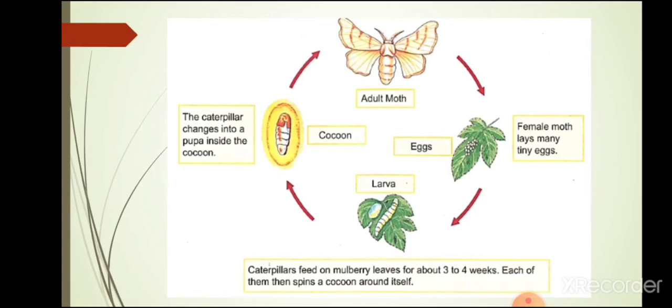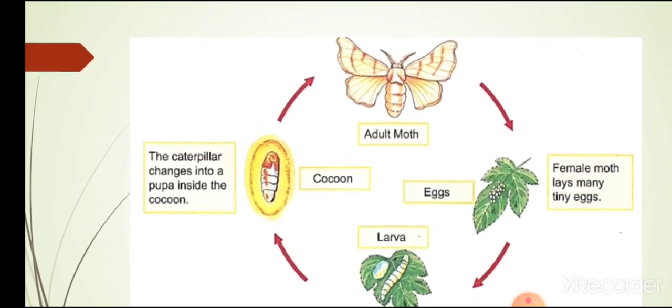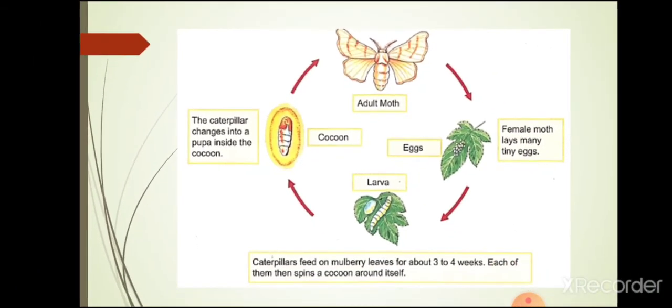After that, the further development of the pupa into moth continues inside the cocoon. Now you can see that the cocoon converts into an adult moth. So this is the complete life cycle of silkworm.